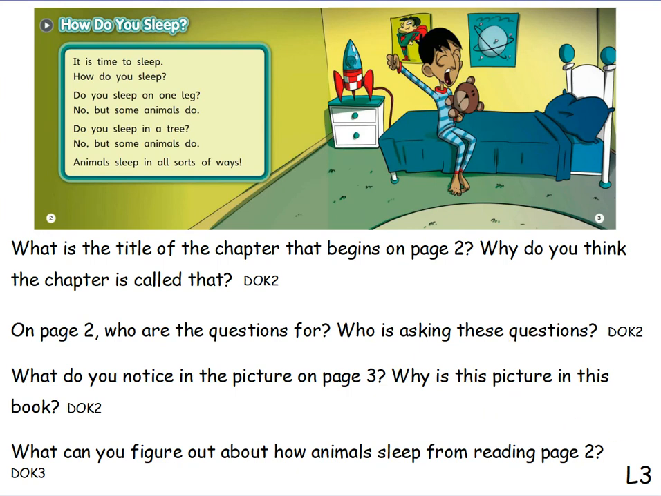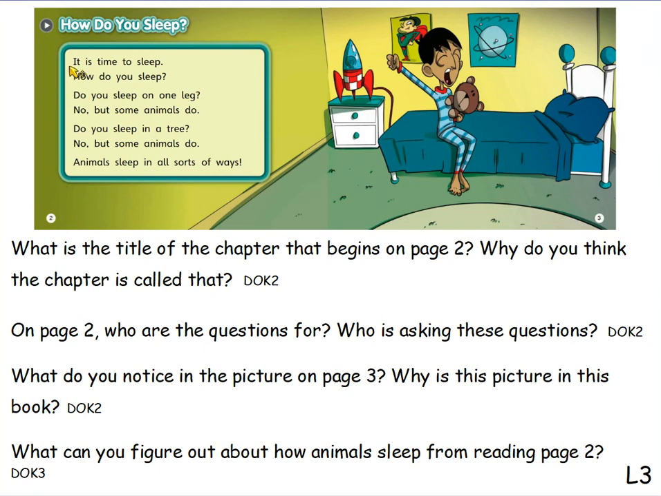Why do you think this picture is in this book? I'll wait while you write your answer. And our last question says, what can you figure out about how animals sleep from reading page 2? So I need to go back to page 2 and read the text.